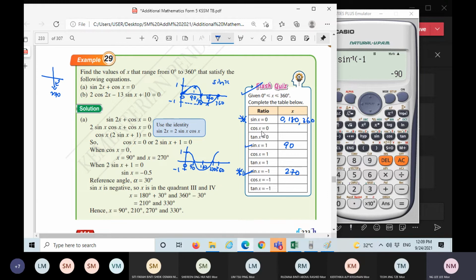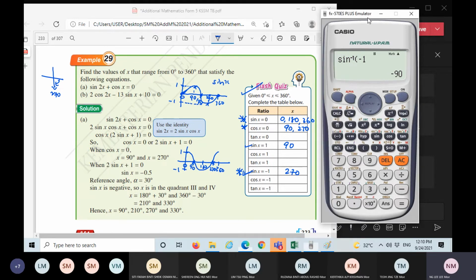Okay, so for cos x equal to 0, it is here. 0 is here. 0 is here. So it's at 90 and 270. If I press the calculator, shift cos 0 is 90 only. So you miss another answer, 270. So this one also, you have to either memorize, if not, analyze it from the graph.